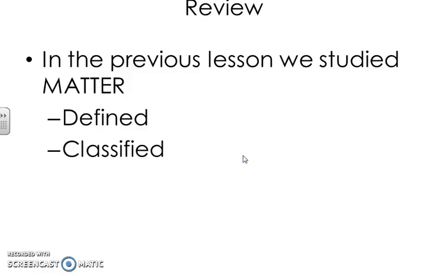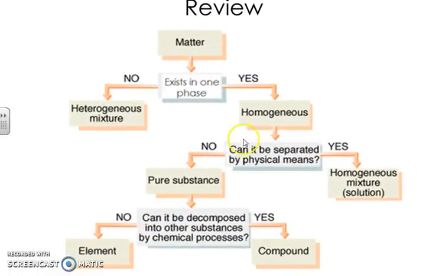We classified matter. Looking at our classification system, we said that matter exists in one phase, and if it exists in one phase, it's homogeneous. If it's homogeneous, we decide, can it be separated by physical means? If yes, it's a mixture. If no, it's a pure substance.